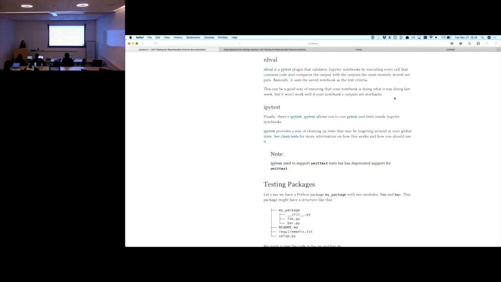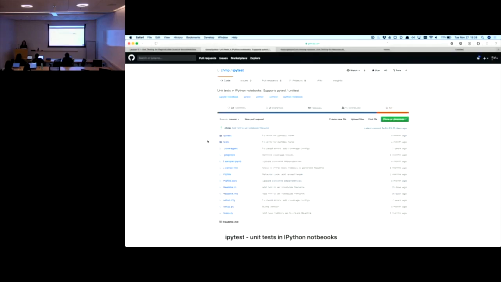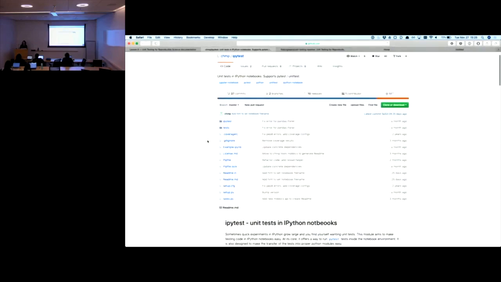And the last one, which I think is the most promising, is ipytest. ipytest allows you to run pytest unit tests inside of Jupyter notebooks, and it addresses some of these concerns of testing in Jupyter notebooks, specifically how do you clean up your state, how do I find tests, and things like that. They used to support unittest tests, but unittest support has been deprecated, and so they only support pytest tests.